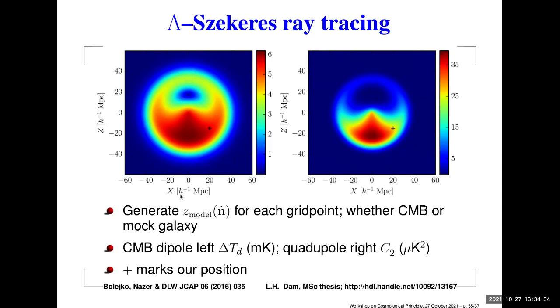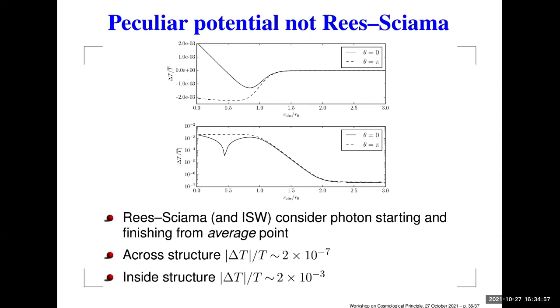Those people didn't think about this because they're thinking about things like the Rees-Sciama effect. If you were to move across a structure here, you get what you expect from the Rees-Sciama effect. It's when you're in the structure that you don't. So you get a millikelvin dipole, and the millikelvin dipole is going to have its own quadrupoles and things. And I'm very interested in trying to distinguish that.